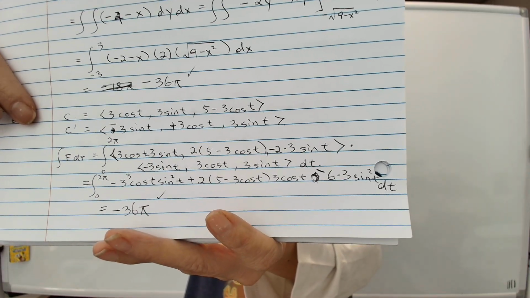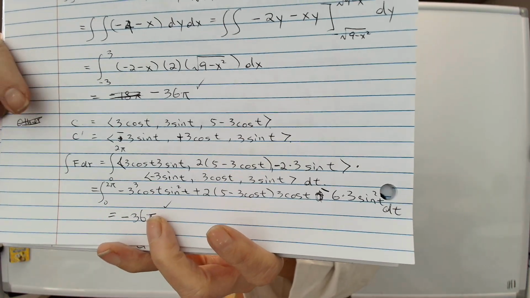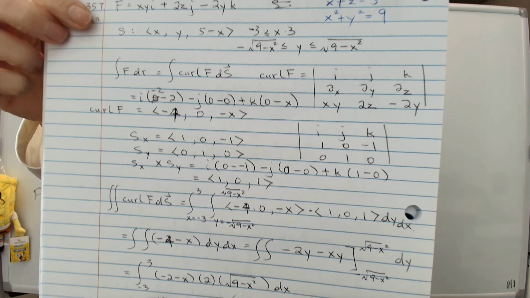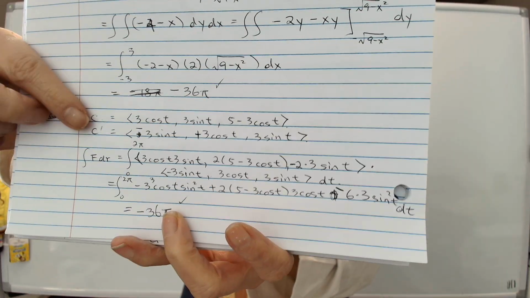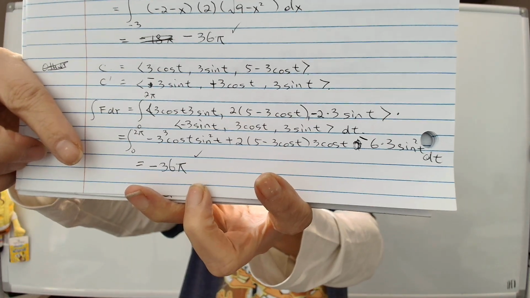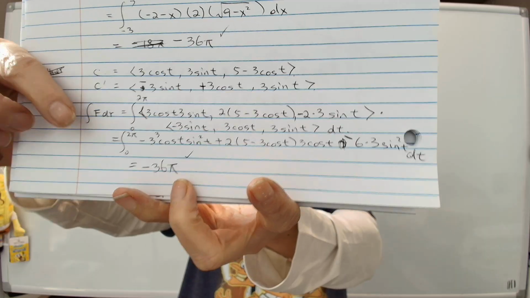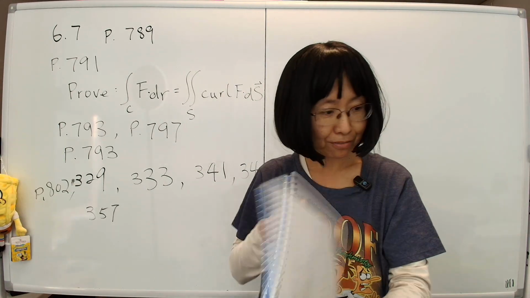C is this thing. Why do I see this thing? Well, because I let x equal 3 cosine t, y equal 3 sine t, and then z is 5 minus x, as you can see. Everything else falls out nicely, and this is much faster. Anyway, I also get minus 36 pi. All right, so that's 357.